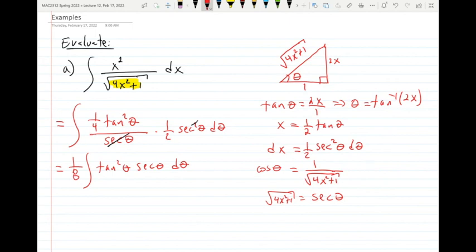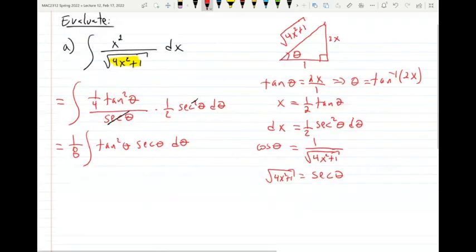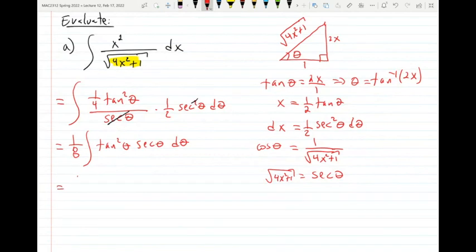You know, that's that case. That was the last one that we discussed last time. So we turn tangent squared into secant squared minus 1. Distribute the secant, we get a secant cube and a secant. We know what to do with secant cube by parts, and secant we know what's the integral of secant. Okay, so I'm gonna do that now.